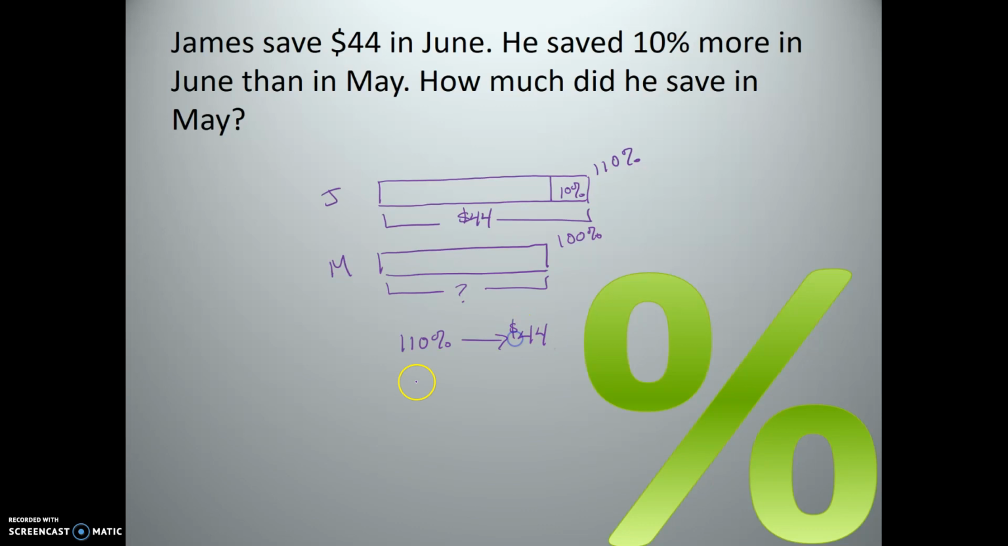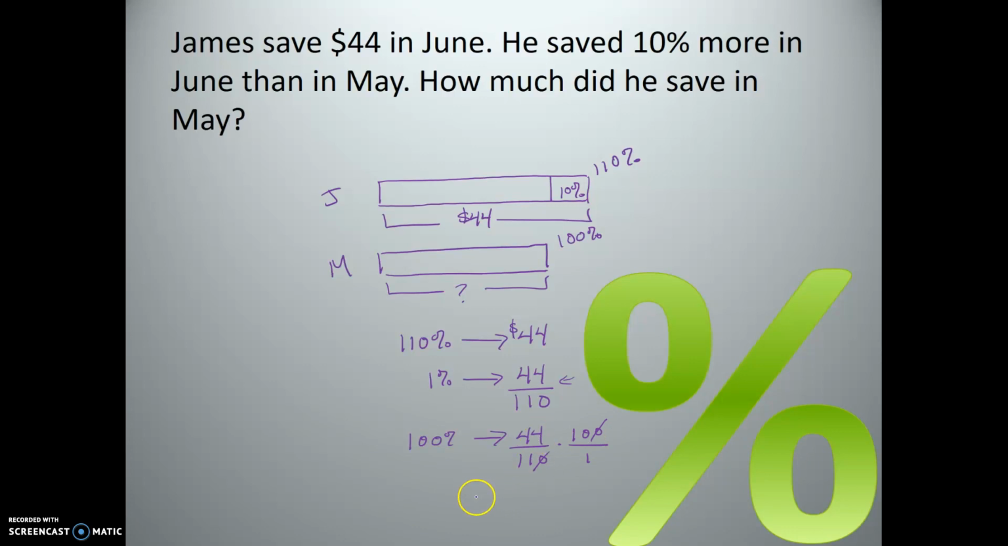110% equals $44. 1% equals 44 over 110, and we're going to solve for 100% for May, which is going to equal 44 over 110 times 100 over 1. Again, when I'm doing these percentage problems, I'm not going to solve this fraction in step 2, because when we end up multiplying by 100 over 1, usually there is some cross-canceling we can do to make our life easier. So, for example, let's cross-cancel those zeros right there.